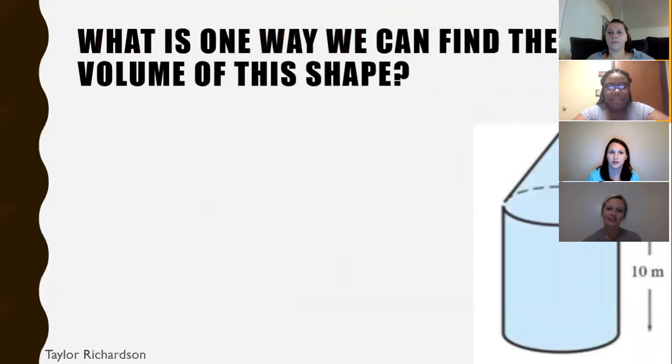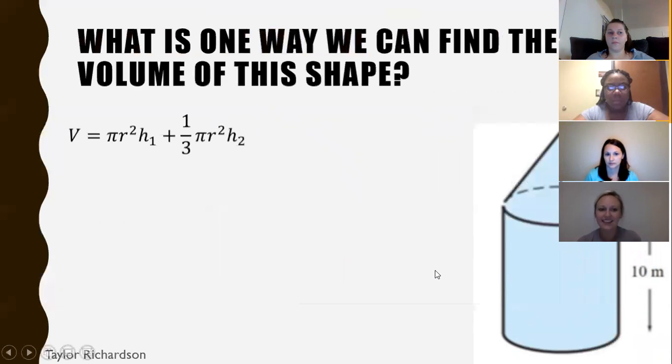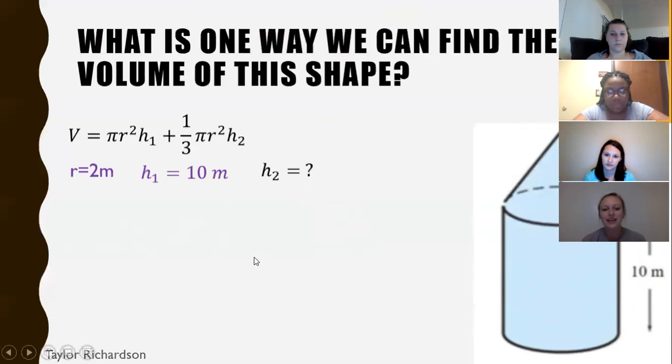And Taylor, what is one way we can find the volume of the shape? To solve this problem, we are going to use this formula that looks a lot more complicated than it is. Volume equals pi r squared times h1 plus 1/3 pi r squared times h2. h1 and h2 are the heights. R is the radius. R equals 2. h1 is the height of the cylinder, which is 10. And h2 is the height of the cone, which unfortunately is unknown. So we have to find that out.